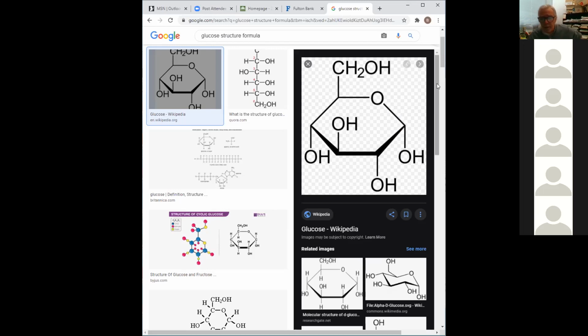And so glucose can also be called a monosaccharide. Sugars are called saccharides. A monosaccharide is 1 sugar. Disaccharide, 2 sugars. And most of the sugar that we eat are disaccharides. Glucose is found in corn. It's really corn sugar. There's also a monosaccharide called fructose, which is fruit sugar. That's a monosaccharide.